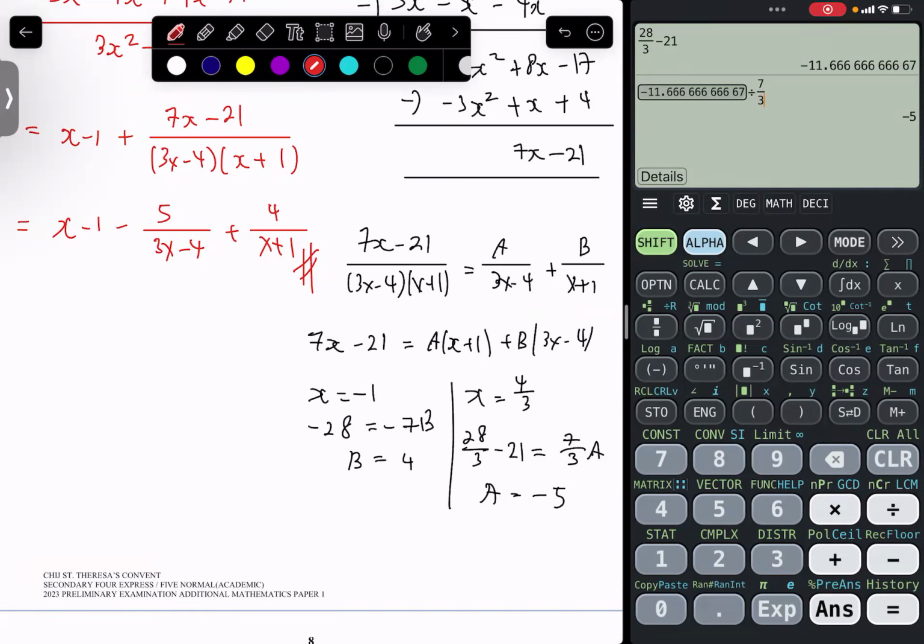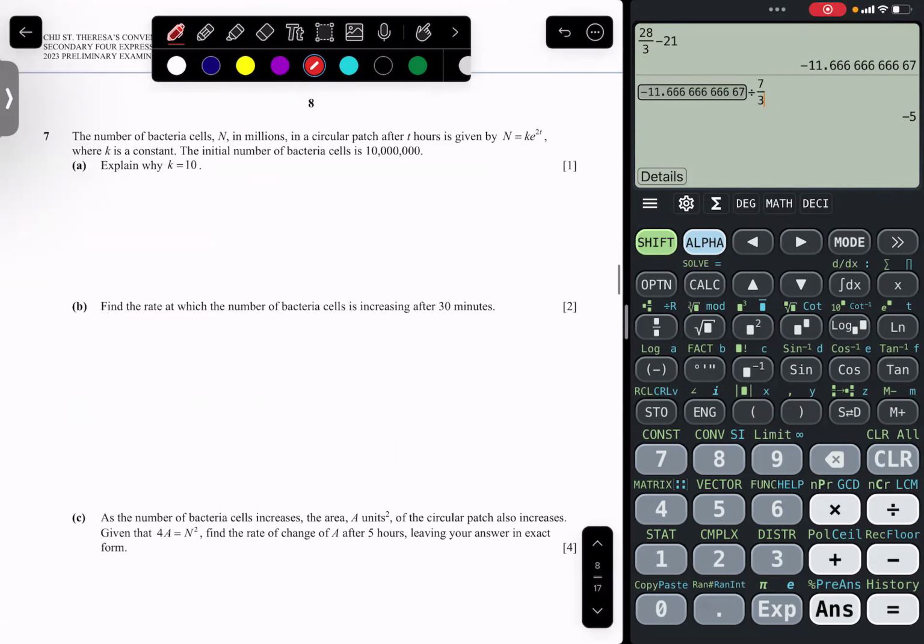Question 7. The number of bacterial cells N in millions in a circular patch after t hours is given by N equals to ke^(2t), where k is a constant. The initial number of bacterial cells is 10 million. Explain why k equals to 10.